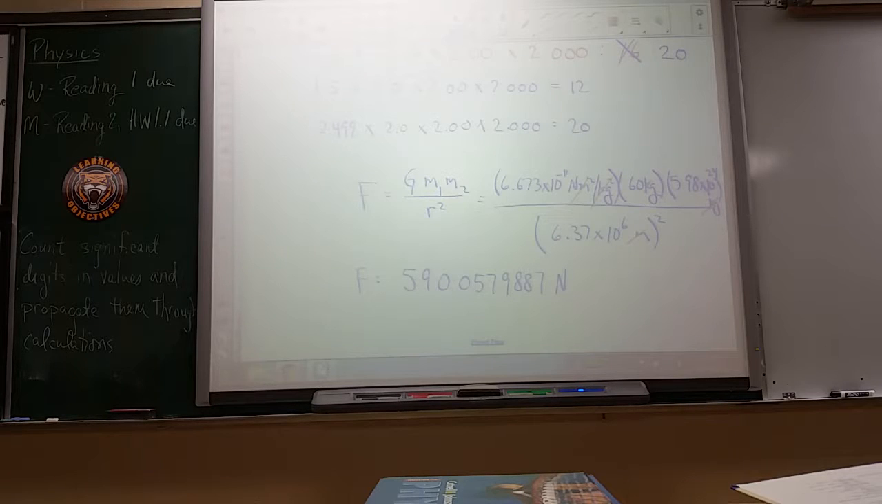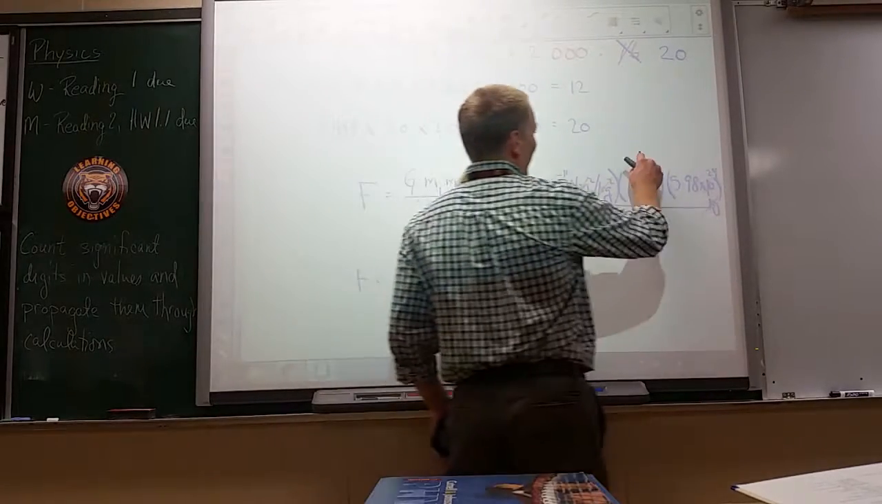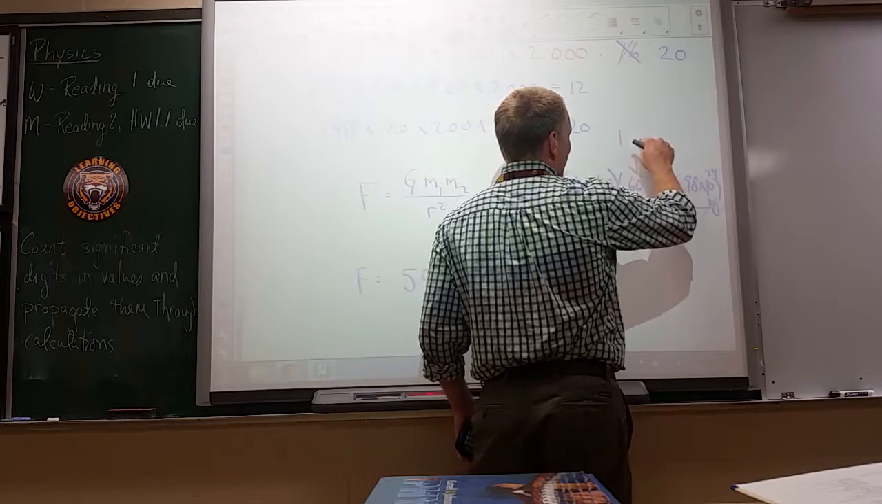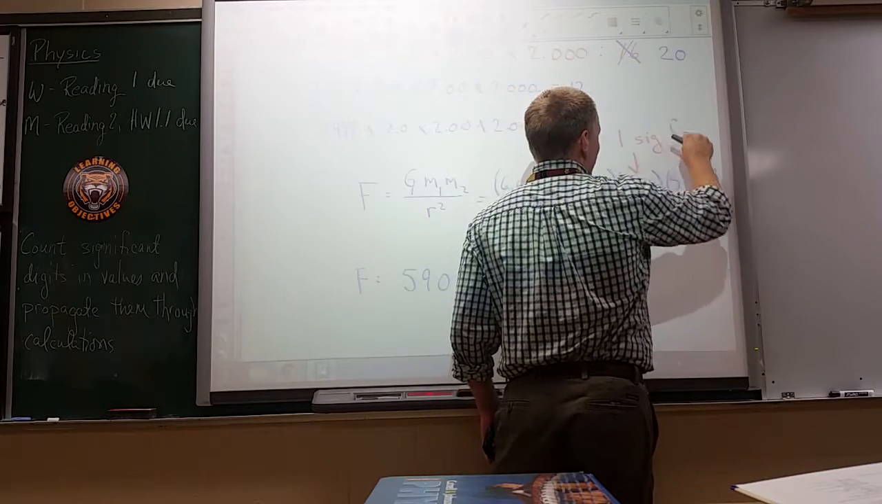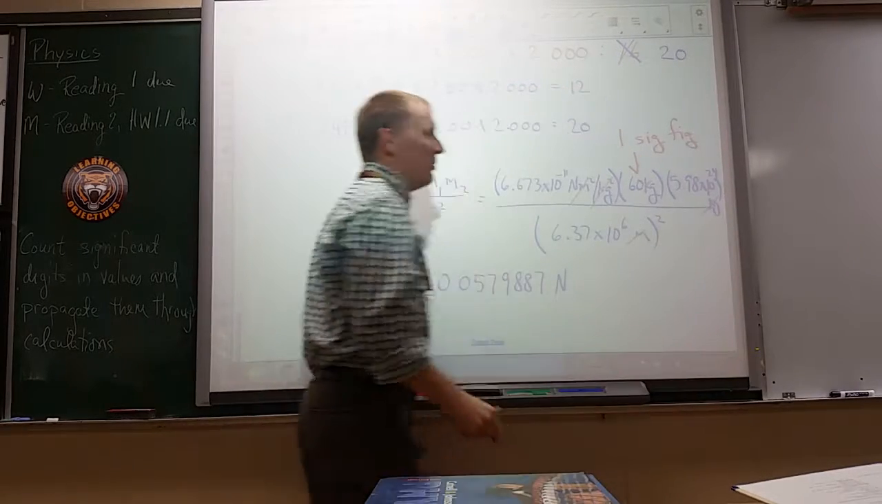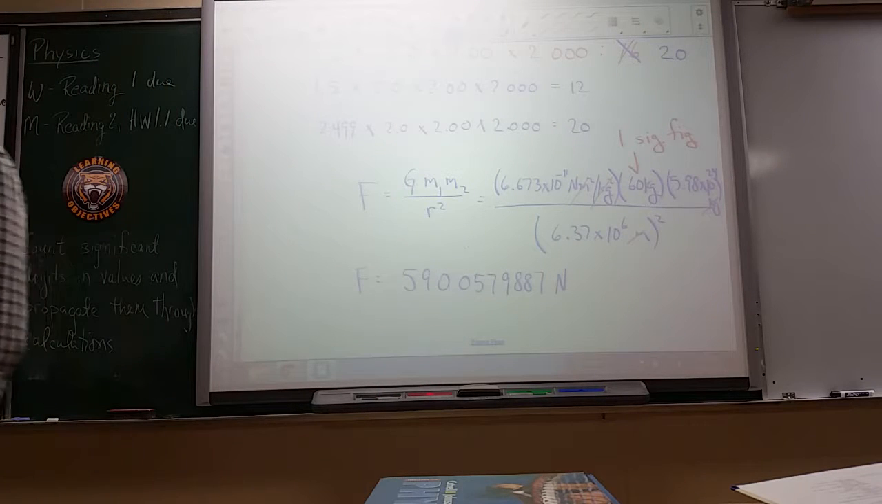So is my weight, what is my weight? 600. Why? Because this one right here is our limiting factor, 1 sig fig in 60. Could be as low as 55, could be as high as 64.99 kilograms, but since I only reported it with 1 sig fig, I can't tell.